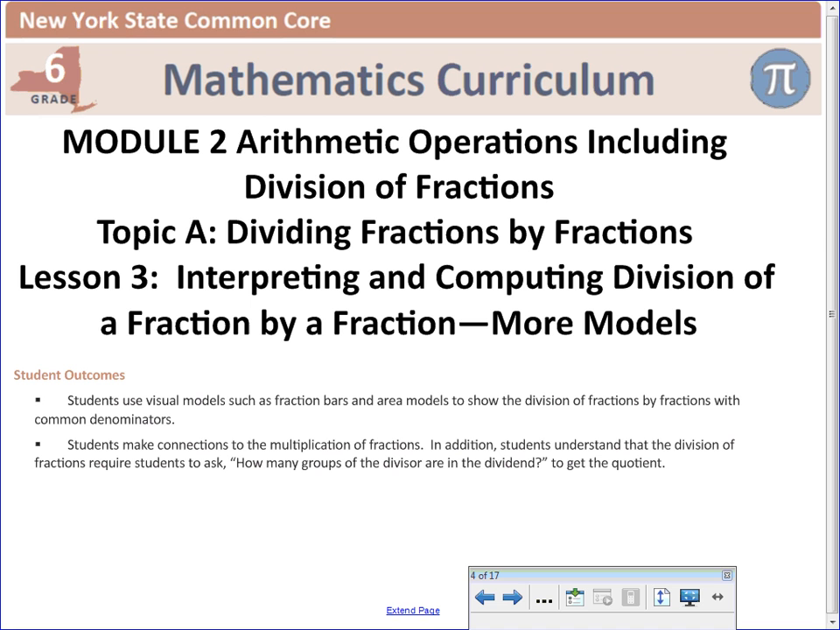Today we're working on Module 2, Lesson 3, on interpreting and computing division of a fraction by a fraction. On Monday we looked at a fraction divided by a whole number. Yesterday we did a whole number divided by a fraction. Today we're going to do a fraction by a fraction, okay?